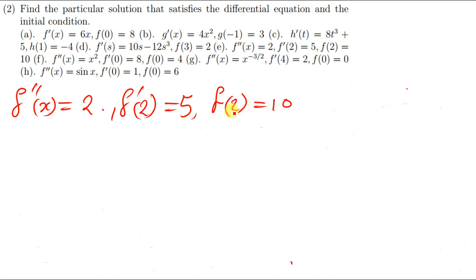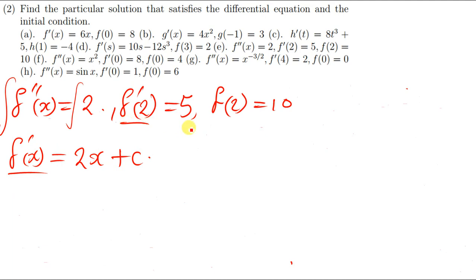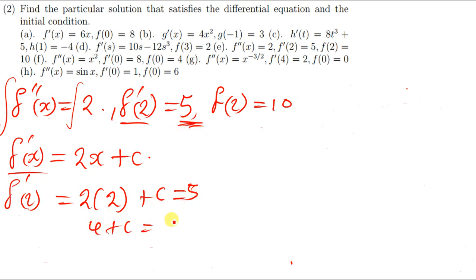So for the double primes, I'm going to solve this one. Then I'll also try to check if there's another different question. So for this one, you first integrate this side, you also integrate that side to get f prime of x. This side it will be 2x plus c. So we know that f prime of 2 is equal to 5. So f prime of 2 is equal to, while there's x, I'm going to put 2, plus c, and then I'll equate this to 5. So this will be 4 plus c is equal to 5.